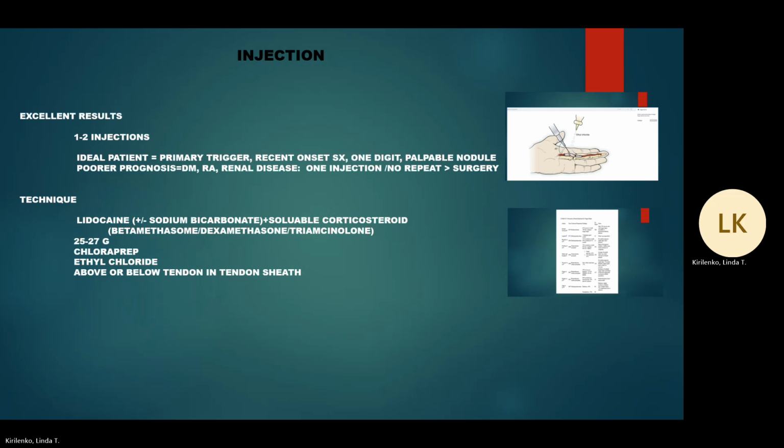the A1 pulley. The technique these days is done in our orthopedic hand surgery treatment room. Lidocaine is used as a local anesthetic. A 25 to 27 gauge needle is used for the injection. Chloroprep is performed, after application of ethyl chloride for topical skin refrigeration. And the injection can either be done above or below the tendon in the sheath, but outside the tendon.